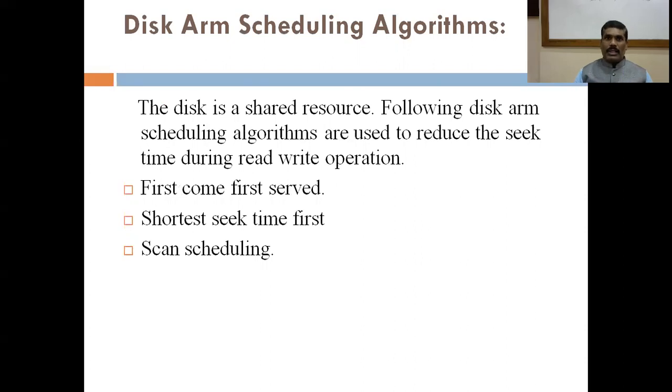There are various disk arm scheduling algorithms. The disk is a shared resource. The following disk arm scheduling algorithms are used to reduce the seek time during the read-write operation: first come first serve, shortest seek time first, and scan scheduling.